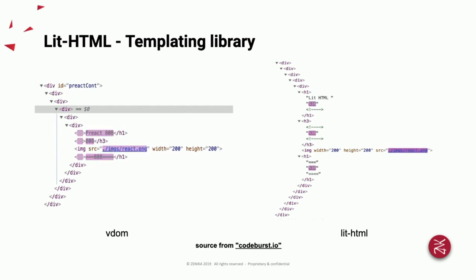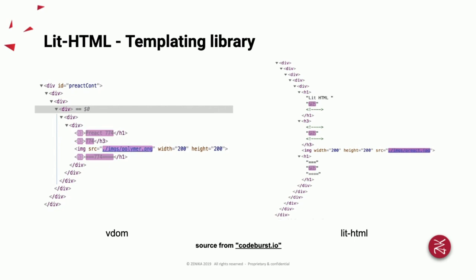Basically, lit-html allows us to define or write our HTML templates using just plain JavaScript with the use of template literals. If you notice on my right side, this is how Preact's VDOM re-renders or reruns every time they have an update, while on the left side, this is how lit-html does its re-rendering.